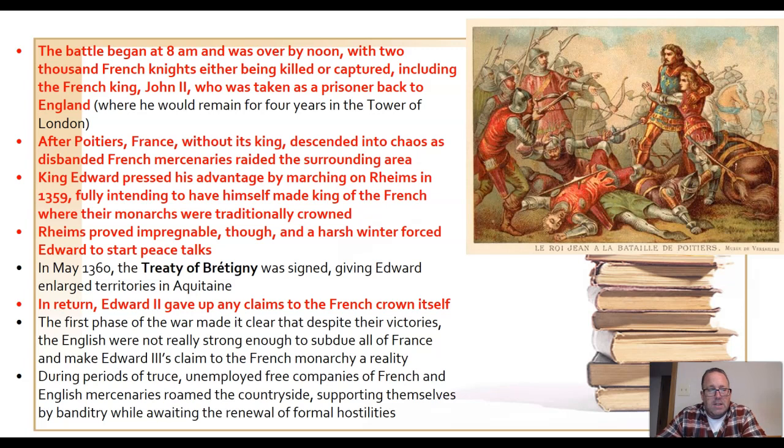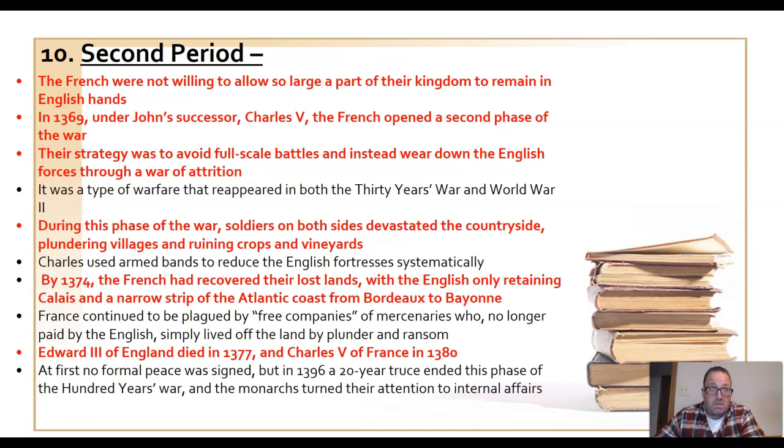Got that? All right. So it seems as if the war is over, but it's not. Because it goes on for 100 years, right? Okay. So the French are prideful, just like just about anybody, and they don't want a big percentage, probably about 25%, of their country to be in the hands of the English. So what they do is they open up a second phase of the war under a new king, Charles V. All right, the French king Charles V.